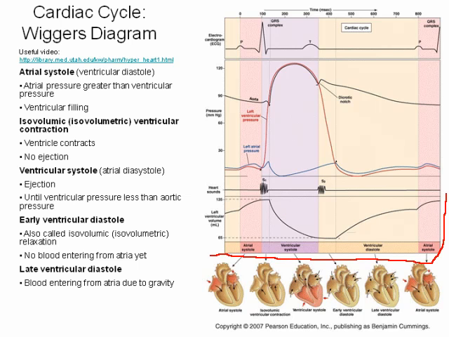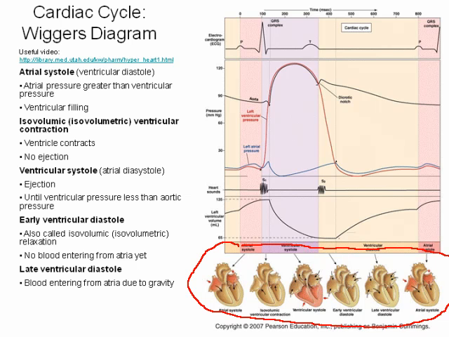So this graphic portion is the true Wiggers diagram. This particular illustration I'm using then superimposes a diagram of the heart and what's happening, so that you can actually see the events in the heart muscle itself and how it corresponds to these events in the diagram. So we'll go through it.